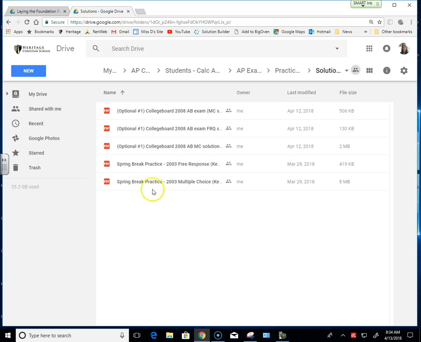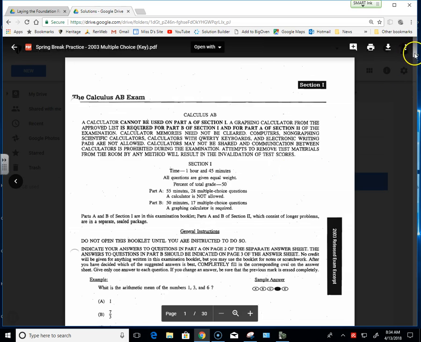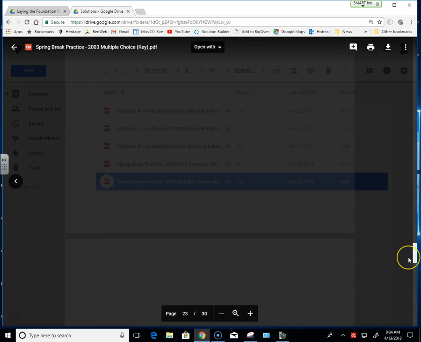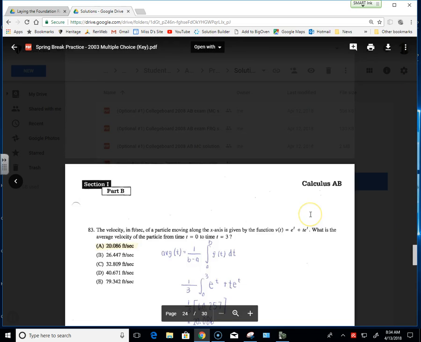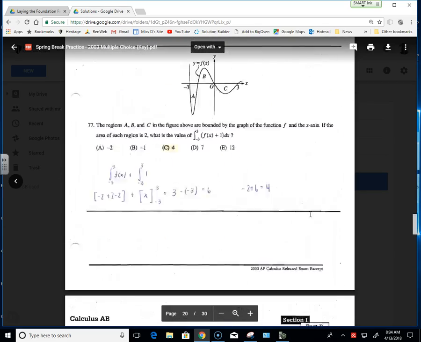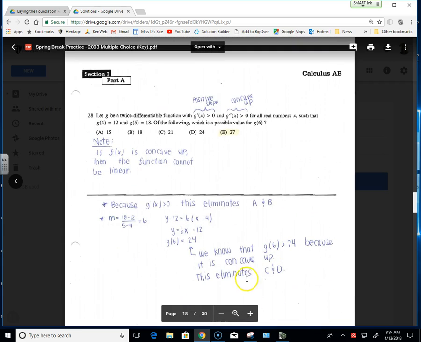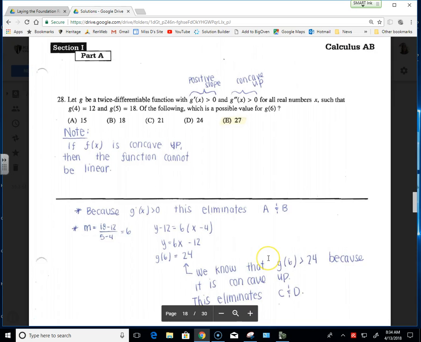Multiple choice. We were on like 25 to 30 yesterday. Is that right? Except there aren't really very many questions 25 to 30, are there? Or 26 to 30? 28, okay. Then we'll transition to the graphing calculator multiple choice.